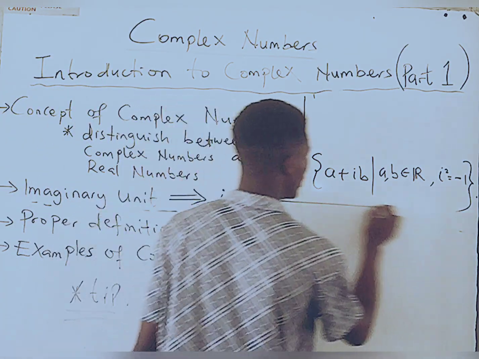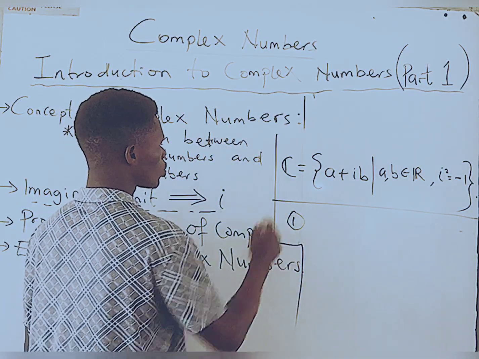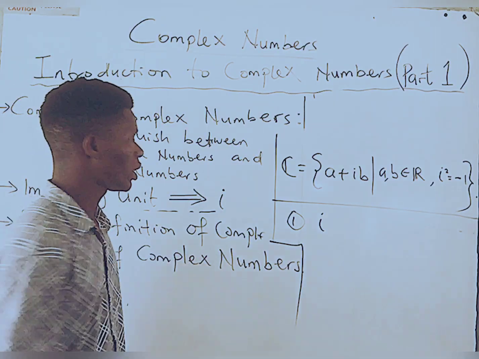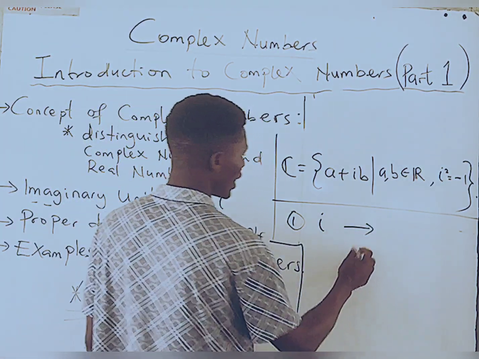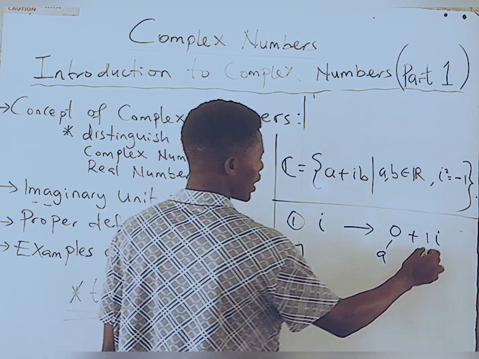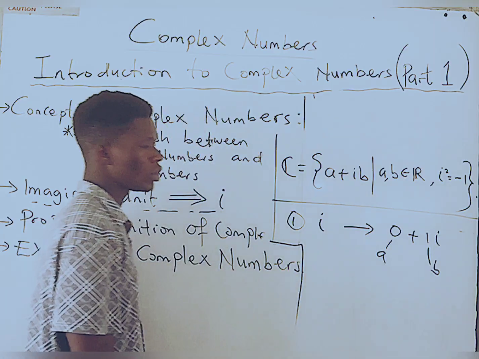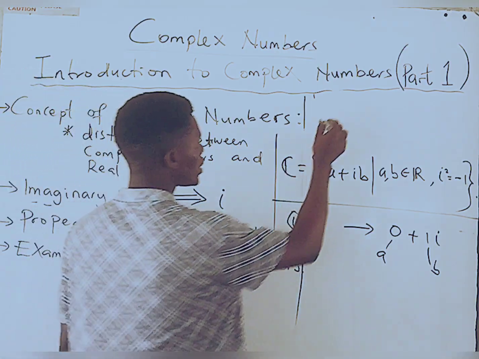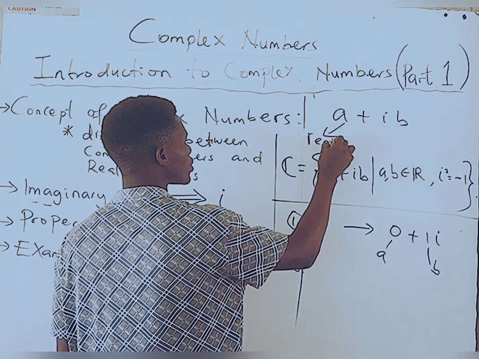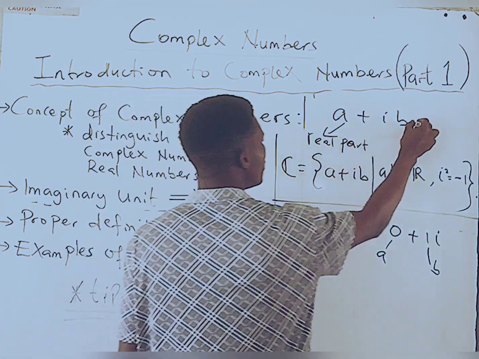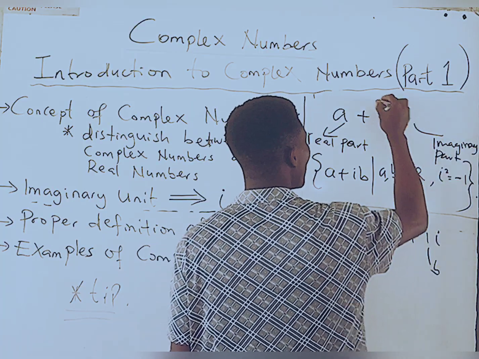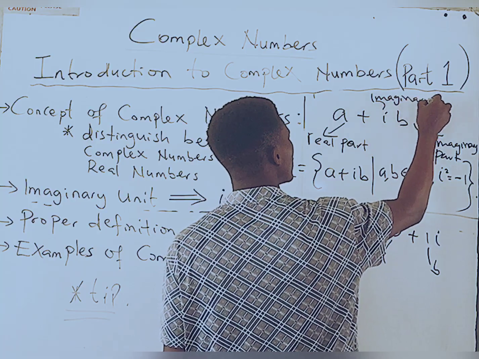Talking about complex numbers, let's take example 1. i itself is a complex number because we can write it as 0 plus 1i. Then the 0 is your a and 1 is your b. And I also need to mention that if you have a plus ib, a is called the real part of the complex number, while b is called the imaginary part, and i is called the imaginary unit.